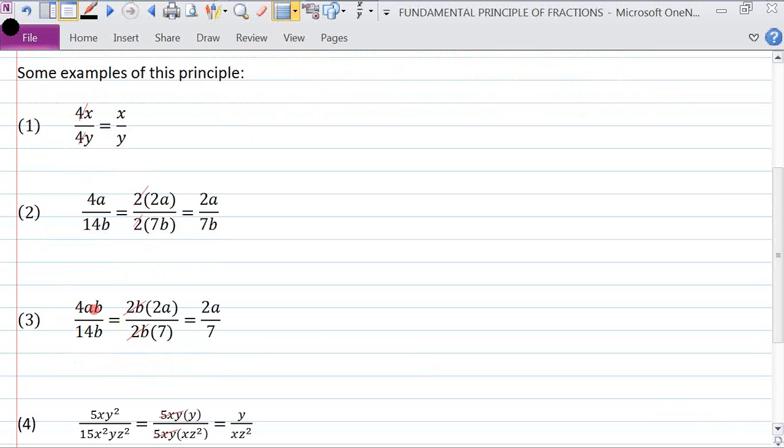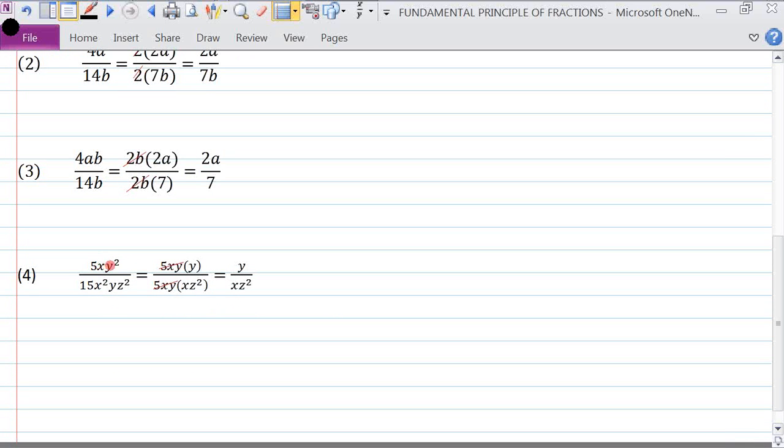So here we have 4ab over 14b. We're going to take out 2b from the numerator and 2b from the denominator. You can see that 2b times 2a gives me 4ab. 2b times 7 gives me 14b. So now I cancel the 2b and the 2b, and I'm left with 2a over 7.